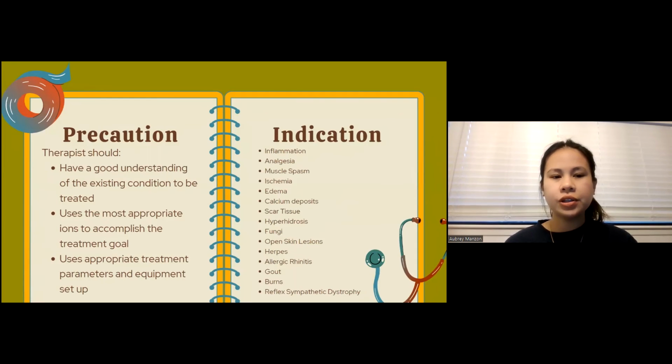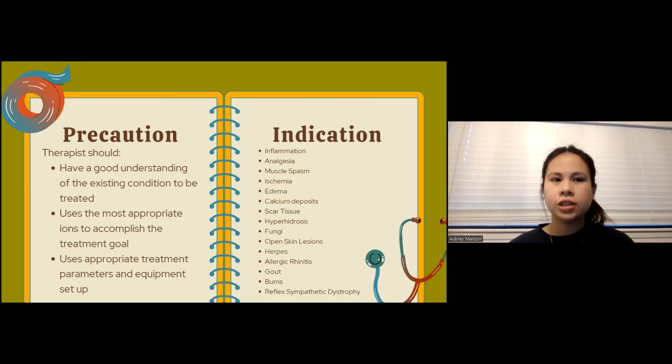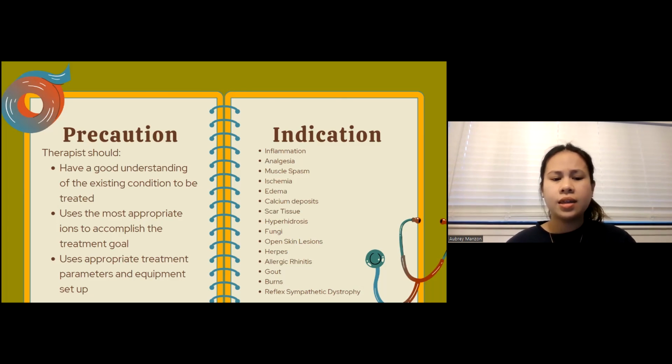Precaution. So the therapist should have a good understanding first of the existing condition to be treated in order to place the correct patches on the right muscle areas. And also therapists should use the most appropriate ions to accomplish the treatment goal. So the medication charge should match the patch or should match the area to be placed on. And then the therapist should also use appropriate treatment parameters and equipment setup.